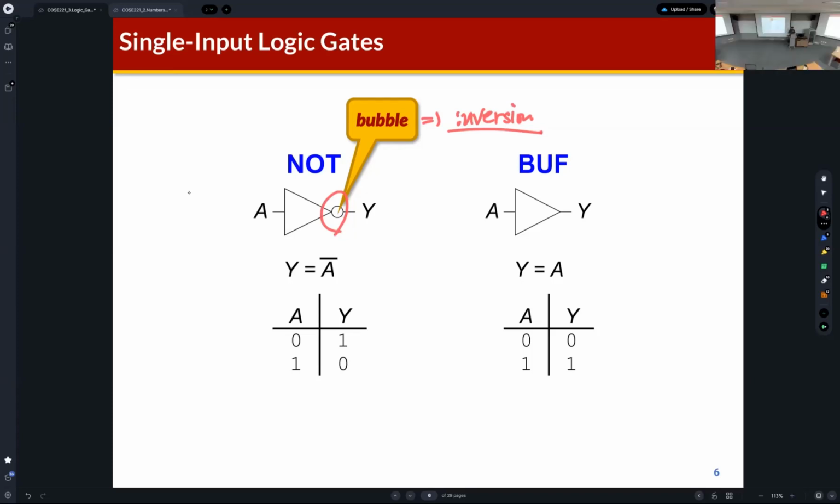If we look at the buffer here, we cannot find any bubble, so A is just delivered to the output. But in the NOT gate, we find a small bubble, which means this signal is inverted. If you find a bubble, it represents inversion of a signal. Just remember that.